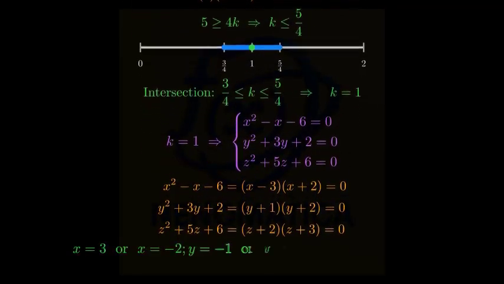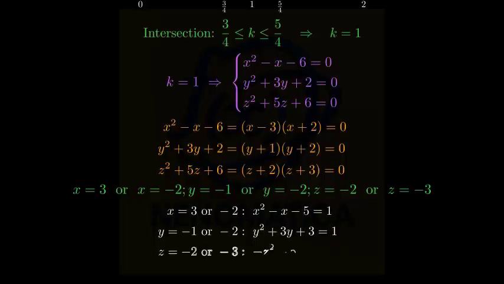For x, we have x squared minus x minus 6 equals 0, which factors as x minus 3 times x plus 2, giving x equals 3 or x equals -2. For y, we have y squared plus 3y plus 2 equals 0, which factors as y plus 1 times y plus 2, giving y equals -1 or y equals -2. For z, we have z squared plus 5z plus 6 equals 0, which factors as z plus 2 times z plus 3, giving z equals -2 or z equals -3.